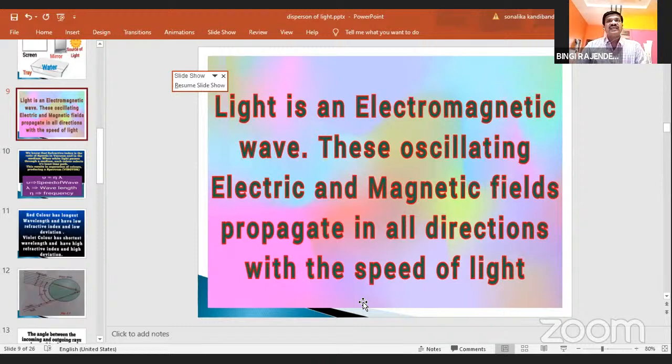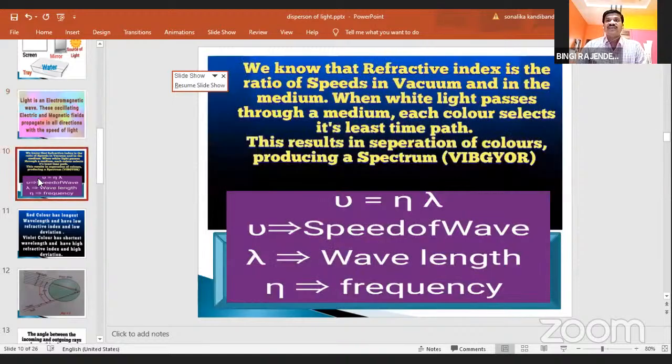All light waves are electromagnetic waves. They have an electric nature and a magnetic nature. That's why electric and magnetic fields propagate in all directions with the speed of light. Each color has different wavelengths and different frequencies. Light ray always chooses the path of least time. We already learned this in 8th and 9th class, the formula of Fermat's principle.